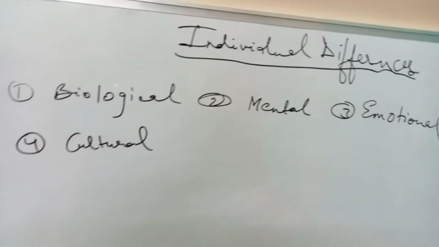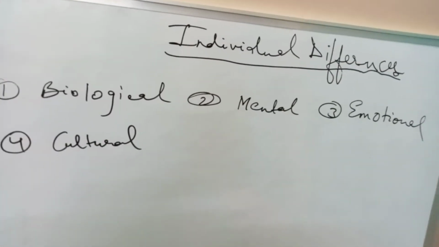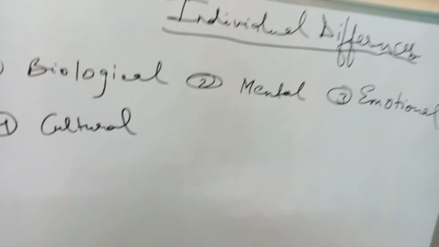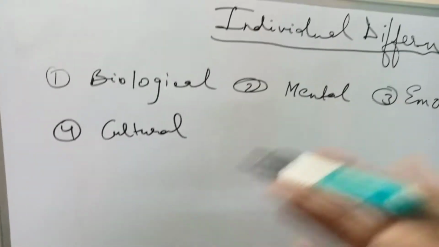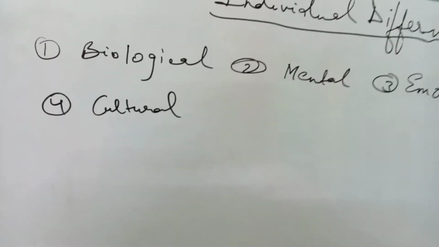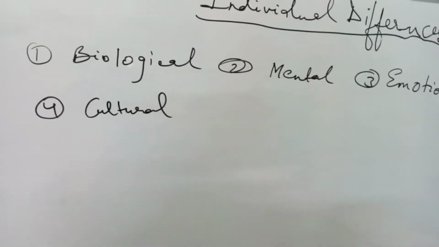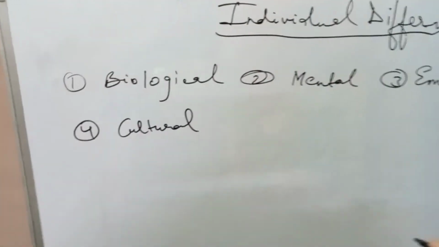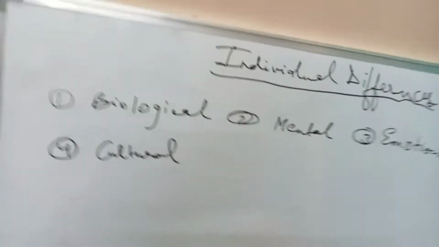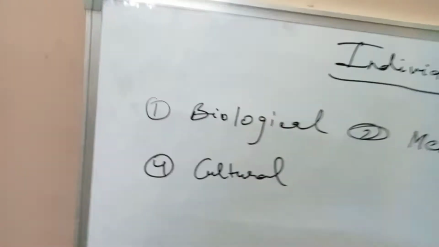What are individual differences in child development pedagogy? It means how one child differs from another child. There are different factors for individual differences. For example, one person is very intelligent, another person is not so intelligent, so this is an individual difference. There are different kinds of individual differences.